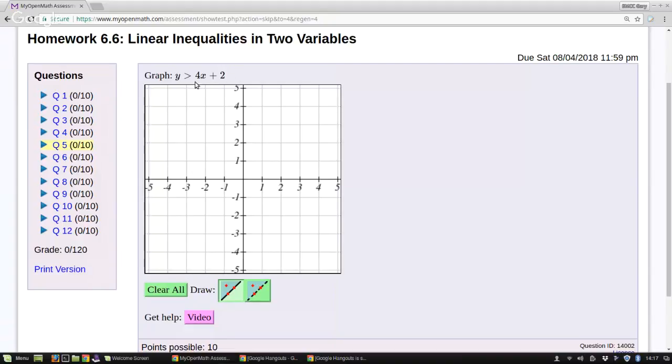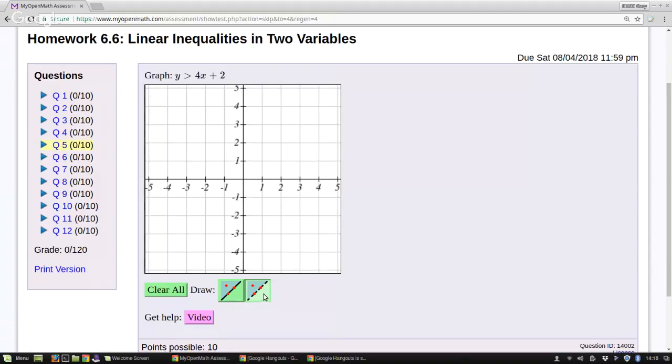Other thing to consider is that since this is a greater than, not equal to, points on the line won't work. So I want to use a dashed line instead of a solid line. A solid line would indicate that the points on the line do make it true. That would mean I have maybe a greater than or equal to, but I don't here.